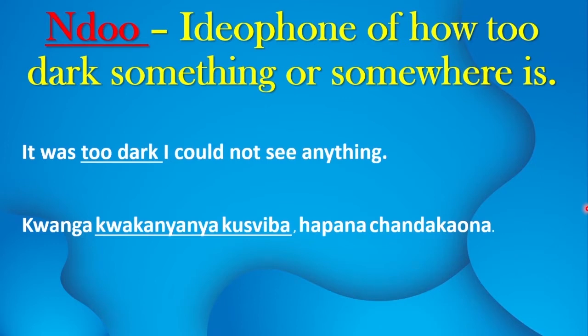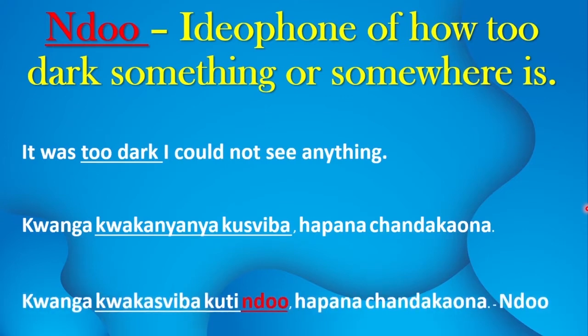Then the third sentence is going to be a sentence using the Ideophone. Kwanga kwakasviba kuti ndoo, hapana chandakaona. The Ideophone here is Ndoo. Kwakasviba kuti ndoo is too dark. So as we are going through the next Ideophones, this is basically the structure that we are going to be using. So don't get lost in the video, but let's learn Shona.